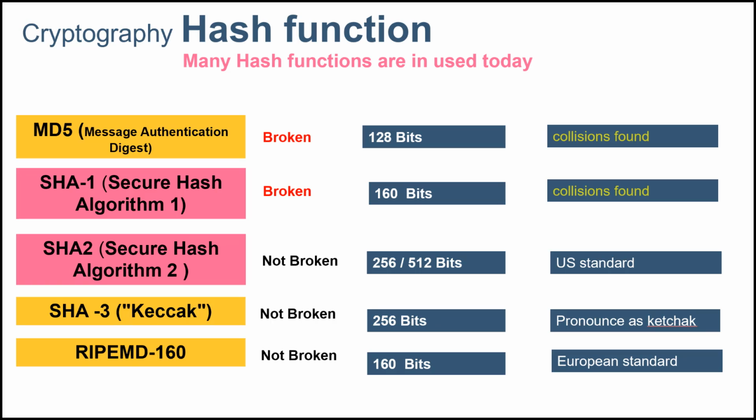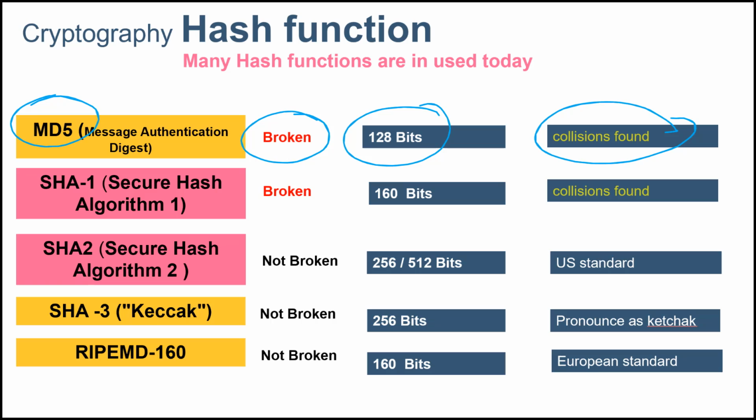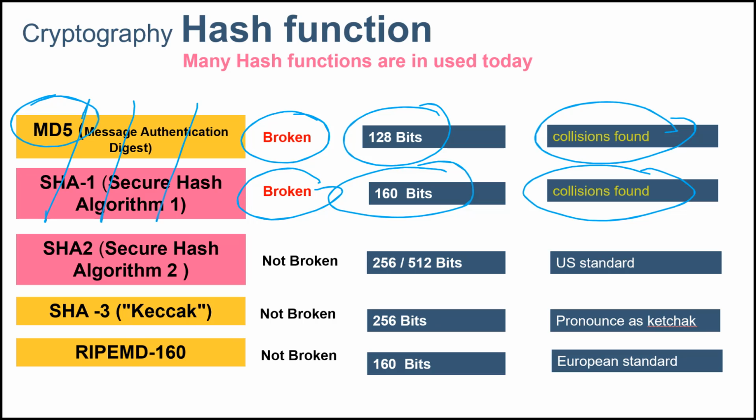There are many hash functions in use today. Some of them I have listed here. The top one is MD5, Message Digest 5, and as you can see, I have written here broken, meaning a collision has been found for this. It provides a 128-bit output. The other one is SHA-1, Secure Hash Algorithm 1. A collision has already been found for this too, it provides a 160-bit output, and it's also broken. So from a practical perspective, these two should not be in use because they are not secure anymore.